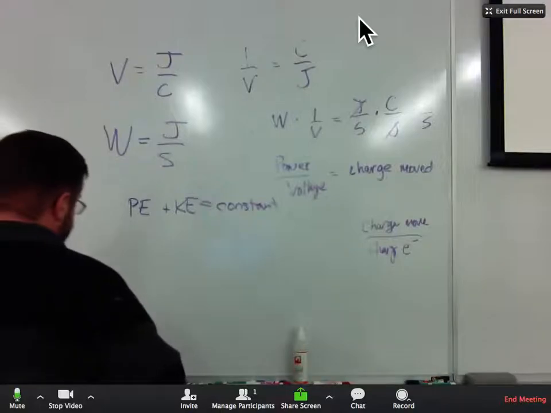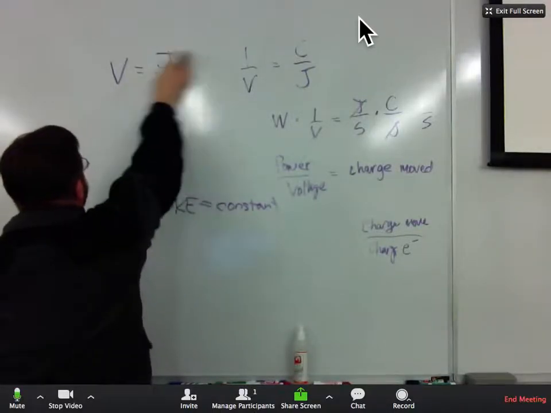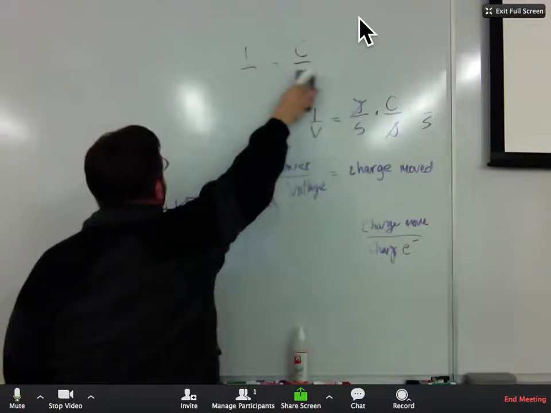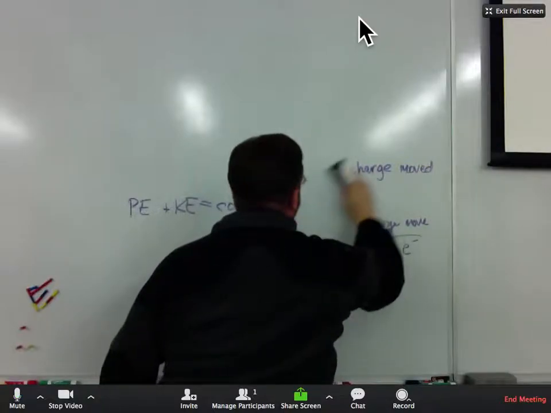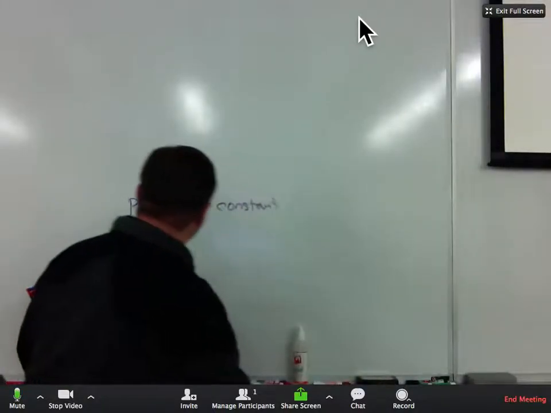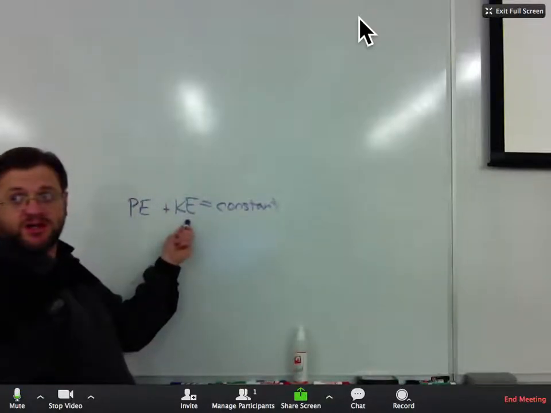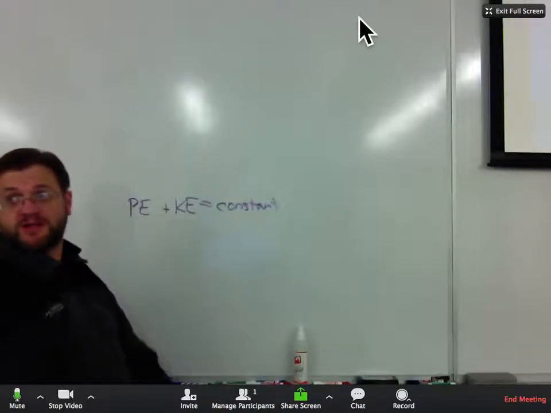But anyway, potential energy plus kinetic energy equals a constant. Yeah, it's always a constant. In other words, do you always have to know your constant? Well, you always do know it if you know the potential energy and the kinetic energy. So you figure out your potential energy, figure out your kinetic energy, add them together, and that's your constant.